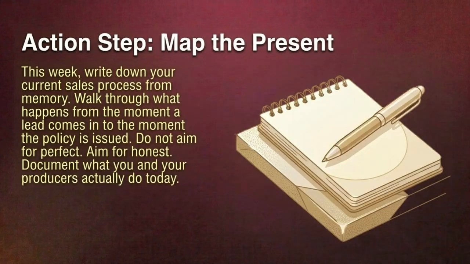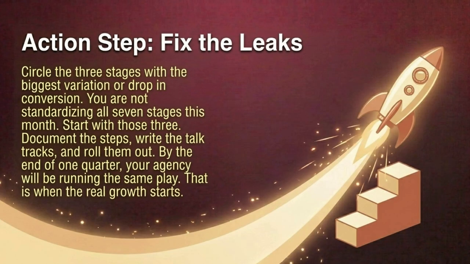Here is your action step. This week, write down your current sales process from memory. Just sit at your desk with a notepad and walk through what happens from the moment a lead comes in to the moment the policy is issued. Do not aim for perfect, aim for honest. What do you actually do, and what do your producers actually do today? Then circle the 3 stages where you see the biggest variation between agents or the biggest drop in conversion. Those 3 stages are where you start.